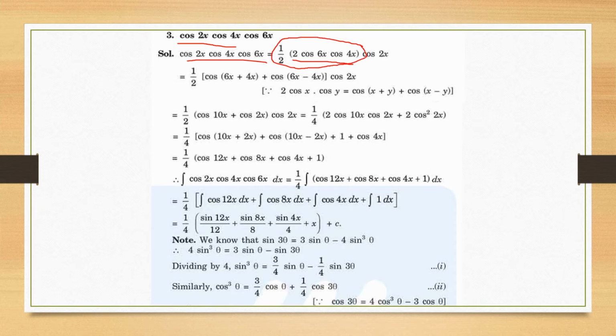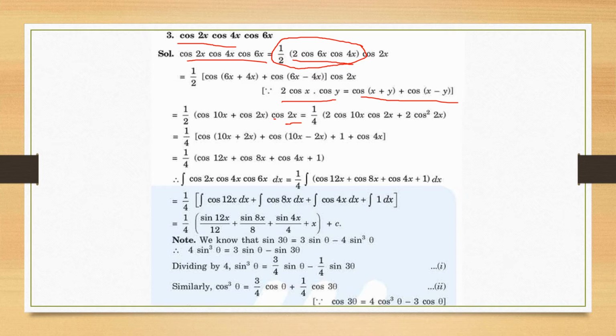Because I'm going to apply, this is your C plus C. You very well know it is 2 cos C cos C. So it will be resubstituted as half of cos A plus B, and cos A minus B. From here, it's cos of 6x plus 4x, and cos of 6x minus 4x, and outside it is multiplied with cos 2x. So it becomes cos 10x plus cos 2x, and this cos 2x is there outside. Now open it, because you have to multiply with cos 2x also. So it is 1 by 4, and it becomes firstly cos 10x into cos 2x plus cos square 2x.